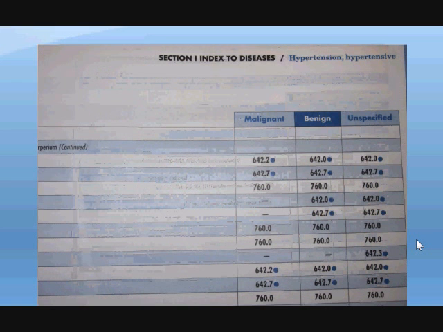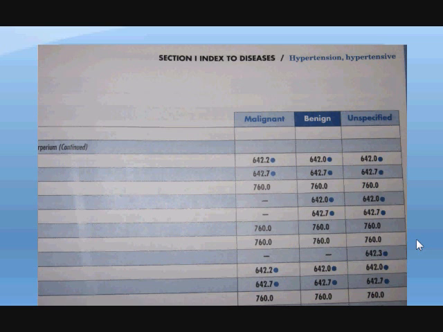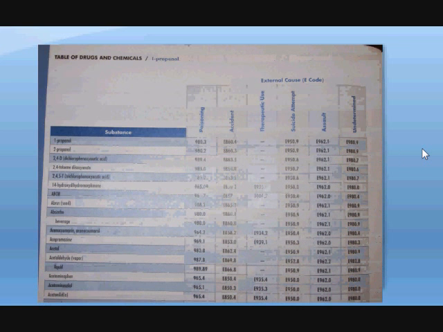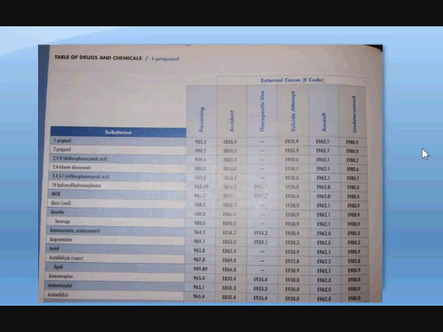And this is just another look at the chart, looking more at the degrees here: what is malignant, benign, or unspecified. That's what that looks like. This is the table of drugs and chemicals. Again, it looks very similar to what we just saw, but it gives you a really good idea of what it is that you're looking at.